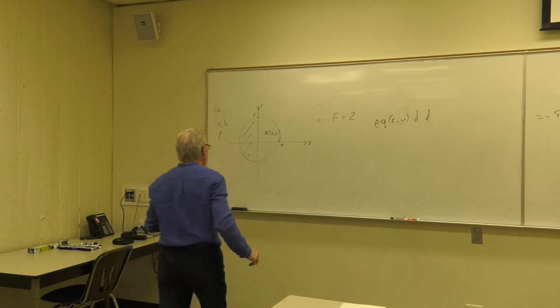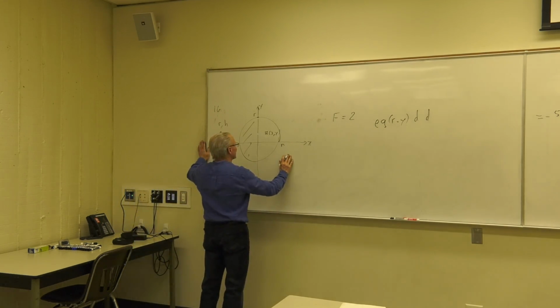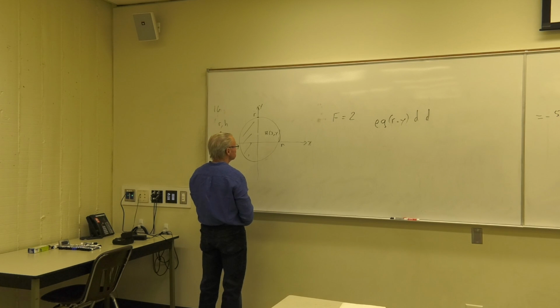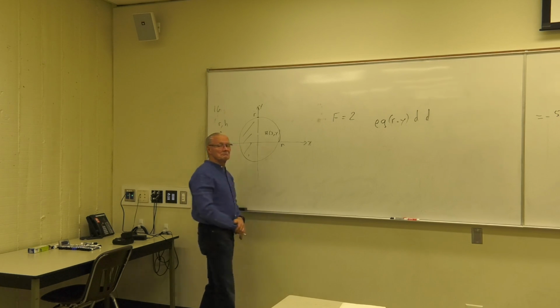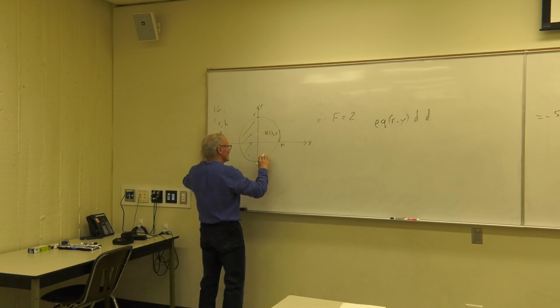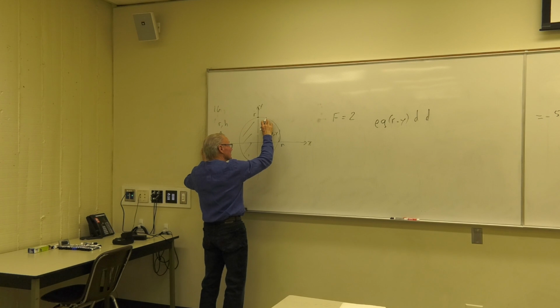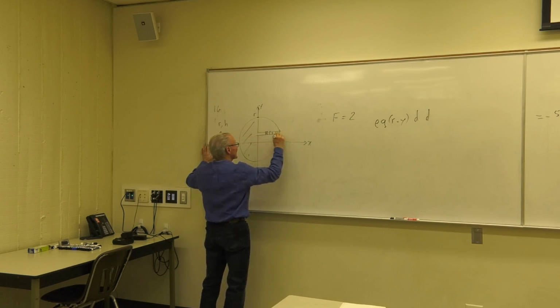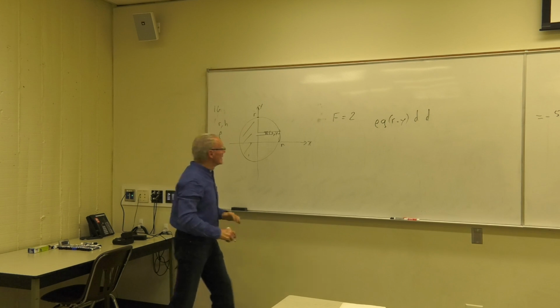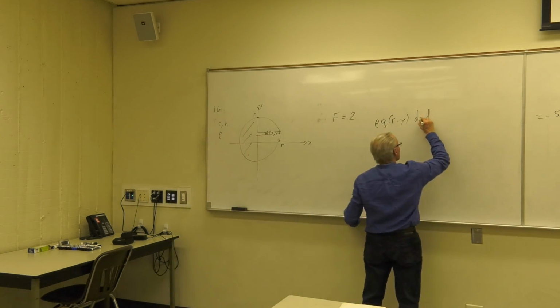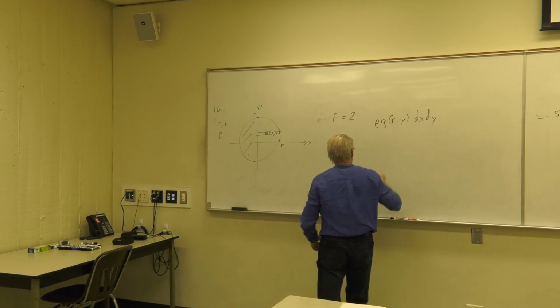Do we want to choose vertical or do we want to choose horizontal? I think I would prefer to use horizontal, because if I use verticals, they're going to go from this semicircle to that semicircle. If I choose horizontals, that's better. They go from the y-axis to the circle. All right. So we're going to go dx dy. Integrate.